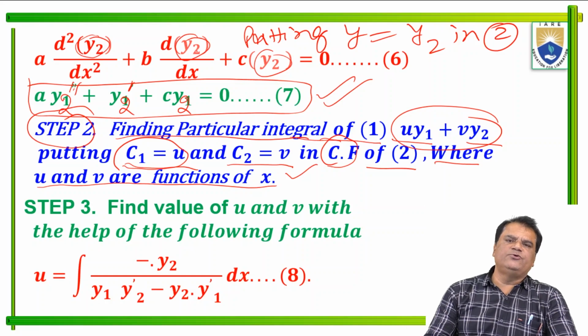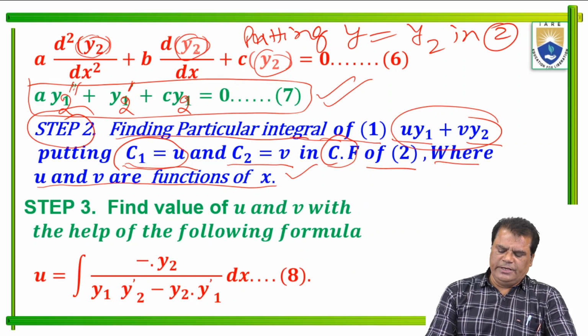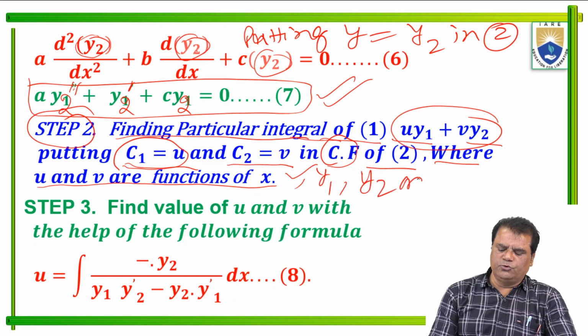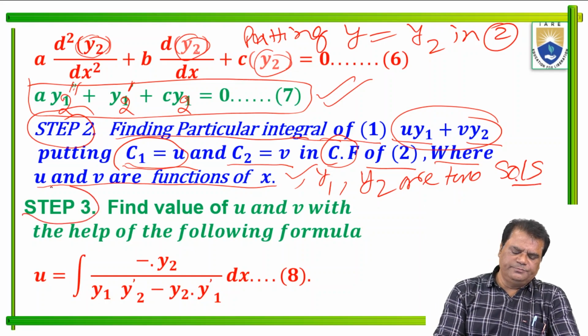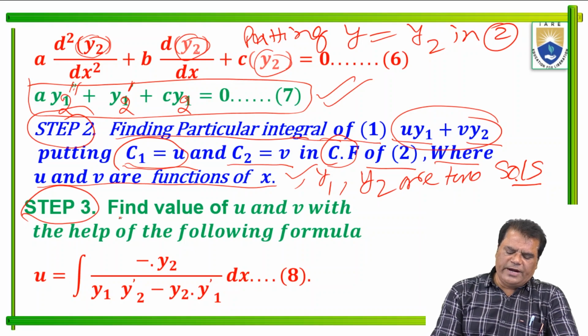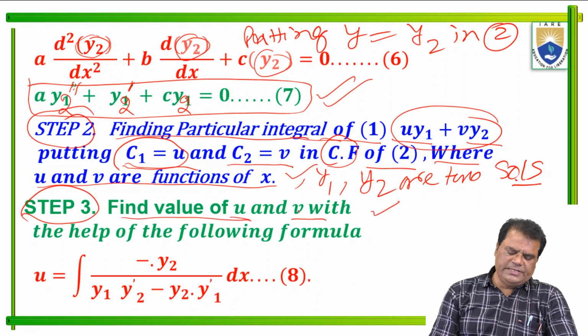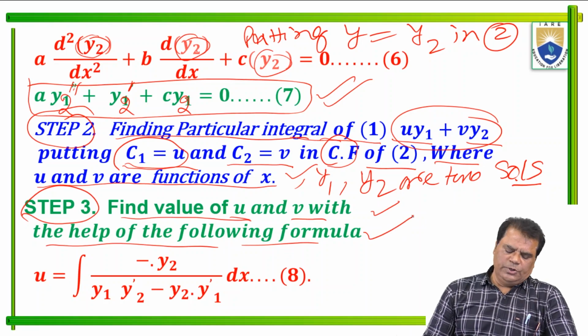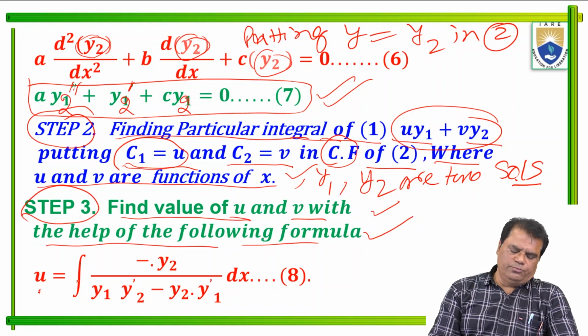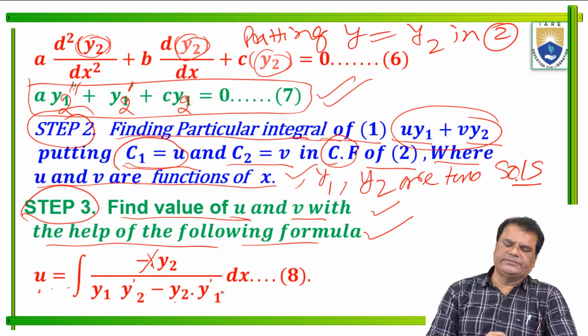And y1 and y2 are two solutions. Okay. Now step 3. What is step 3? Finding value of u and v with the help of the following formula. This is the formula for u. u equal to integration of minus x y2 by y1 y2 dash minus y2 y1 dash.